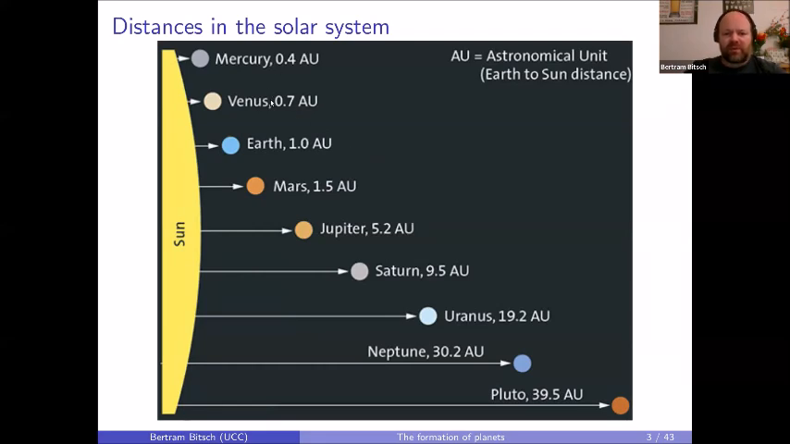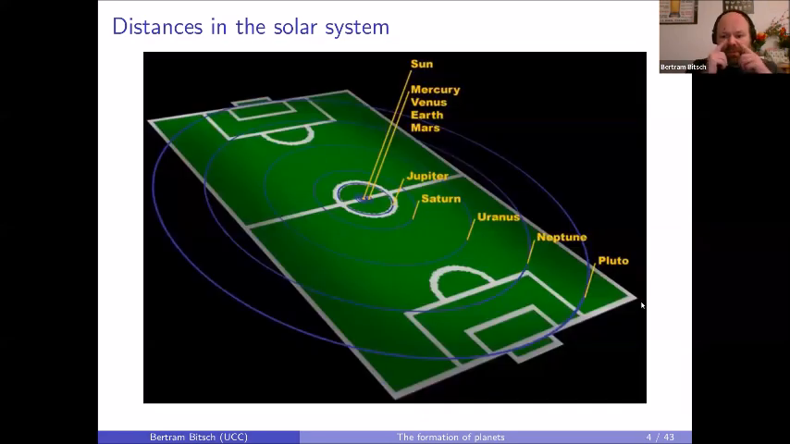Mercury and Venus, of course, are closer in at 0.4 and 0.7 astronomical units. Mars is a little bit further away, around 1.5 astronomical units. And then we see there's actually a bit of a gap towards the gas giants. First, Jupiter at 5.2 astronomical units, Saturn around 10, and Uranus and Neptune sitting around 20 to 30 astronomical units. And for those of you who are a fan of Pluto, around 40 astronomical units, so even further away from our own sun.